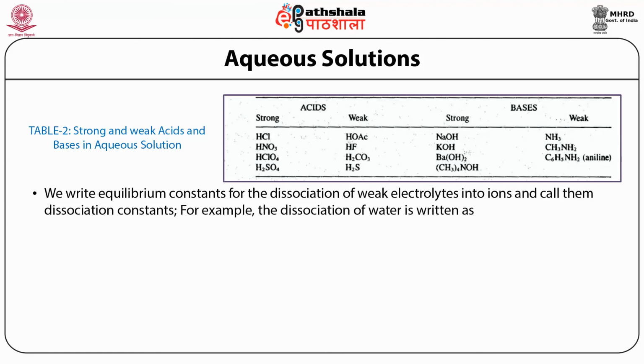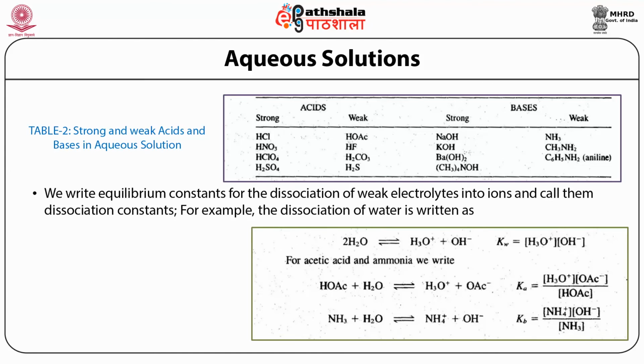For example, the dissociation of water is written as 2H2O in equilibrium with H3O+, the hydronium ion, plus OH-, that is hydroxide ion, and Kw is equal to the concentration of hydronium ion times the concentration of hydroxide ion. For acetic acid, we can write HOAc plus H2O in equilibrium with hydronium ion and acetate ion, and Ka is written as hydronium ion times acetate ion divided by acetic acid.